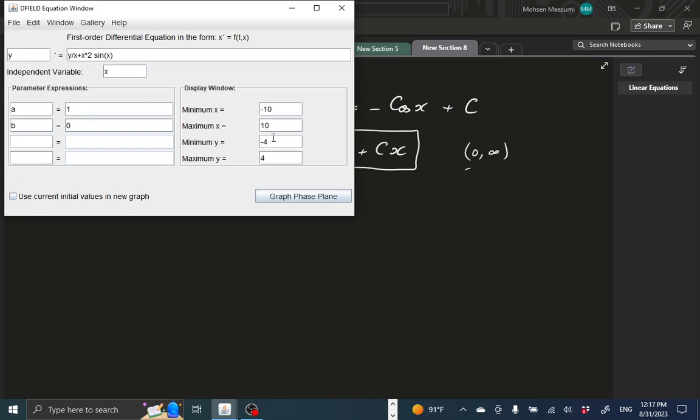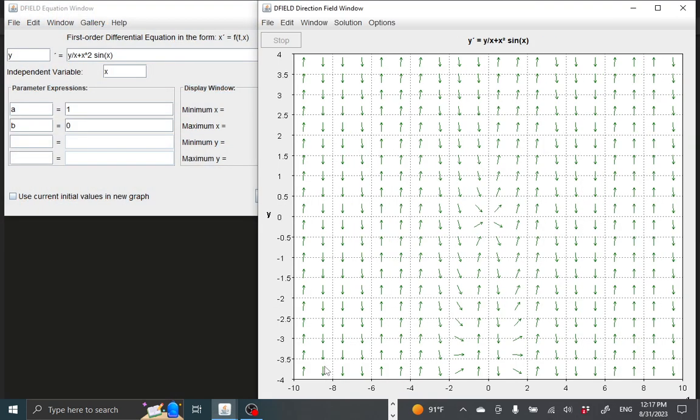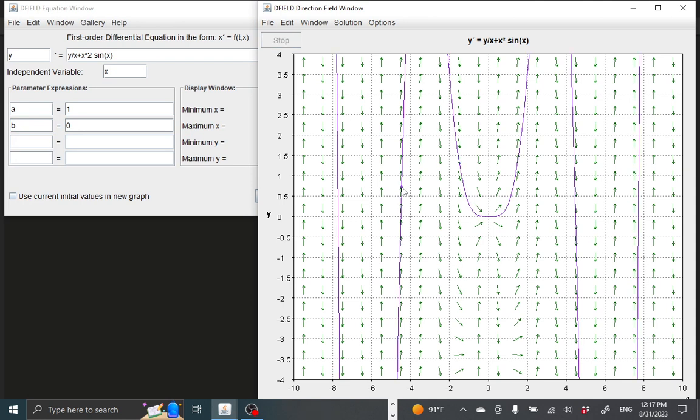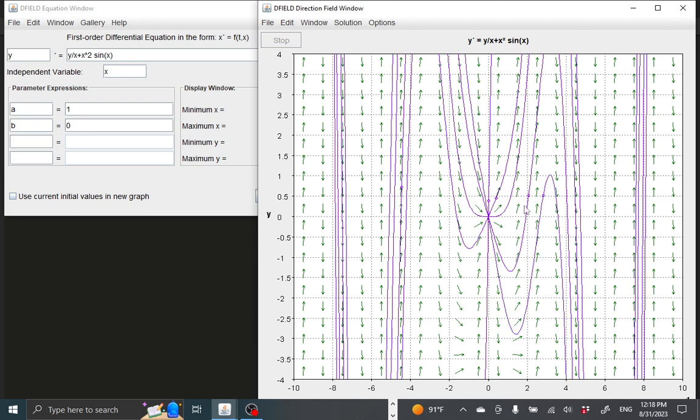Let's make some window, and now let's graph this. What happened to my graph? Okay. You notice that these are different solutions. All of them pass through 0.